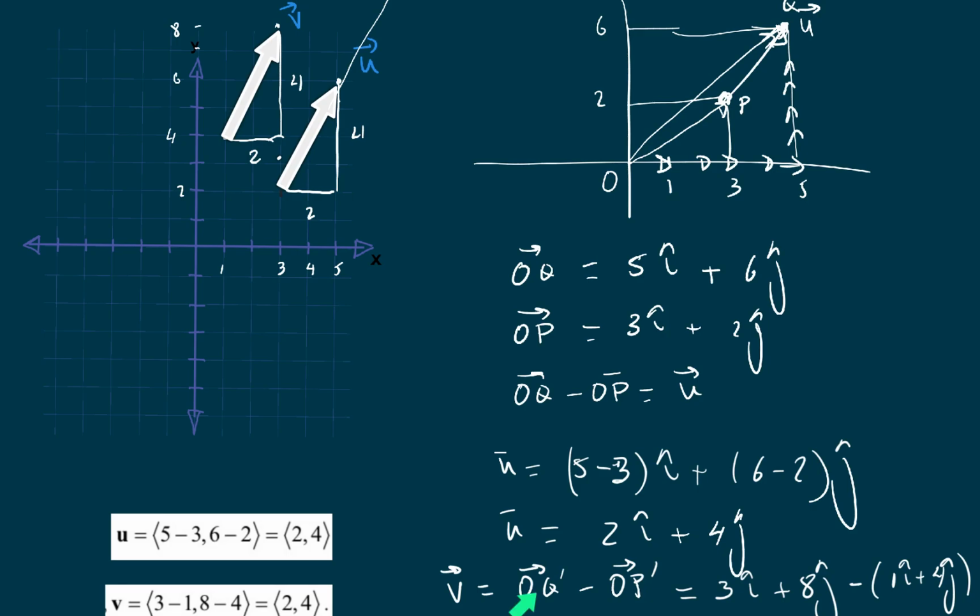If we find OQ prime, from the origin to Q prime, it is the vector 3i plus 8j. And OP prime, P prime is here, is 1i plus 4j. If you make the subtraction, you will find 2i plus 4j. So U and V have the same components, so they are equivalent.